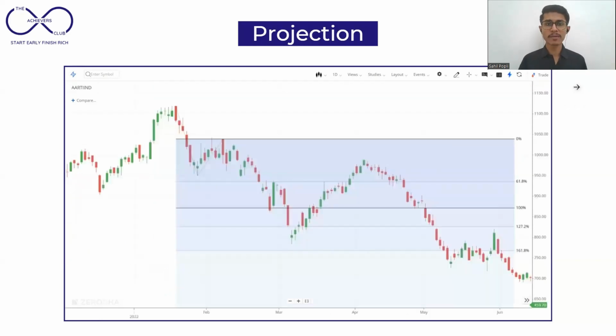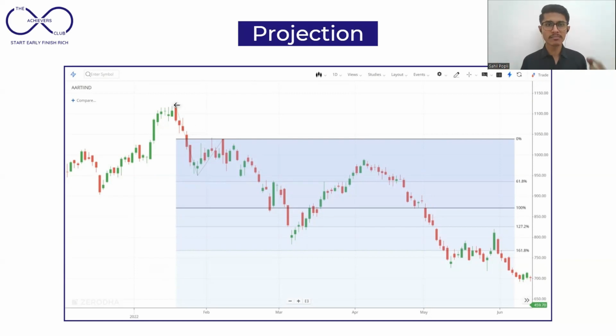One more example, when it comes to a downtrend. Now, this is exactly the opposite. In terms of Fibonacci retracement in a downtrend, we need first a top and then a bottom. But when it comes to projection, we need a top, a bottom, and then a lower top.